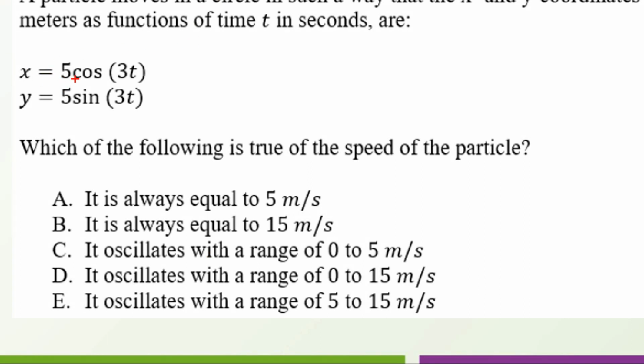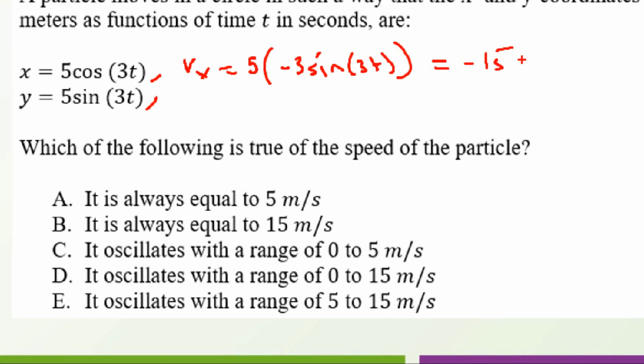This can be achieved using calculus. So let me find Vx. Vx would be given by the derivative. 5 is a constant, so it can be pulled out, and this is a composite function, so we need to derive the inner function, which would be negative 3 sine 3t, and that would give us negative 15 sine 3t. As for Vy, you can do it the same way around, it would be 15 cosine 3t.